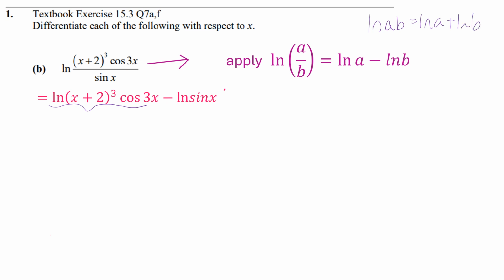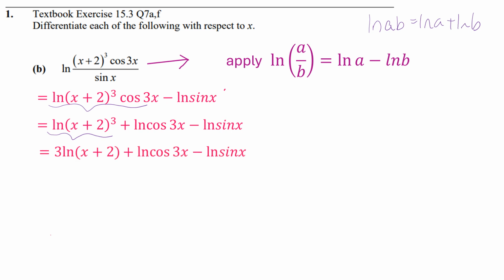So I can break it up into ln bracket x plus 2 to the power of 3, plus ln cos 3x, then minus ln sine x. And this I can further apply the power law by bringing the 3 to the front. Alright, so for the differentiation of logarithmic functions, we need to simplify whatever expressions were given using the laws that we have learned in logarithmic functions. Okay, so at this juncture here, there's nothing much we can simplify anymore, so we're just going to differentiate it.